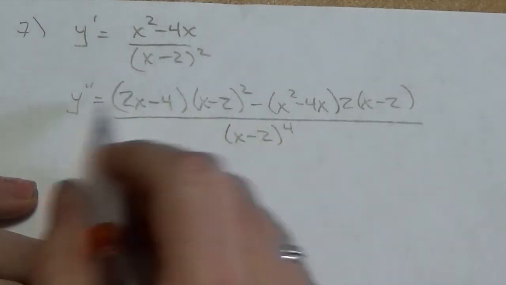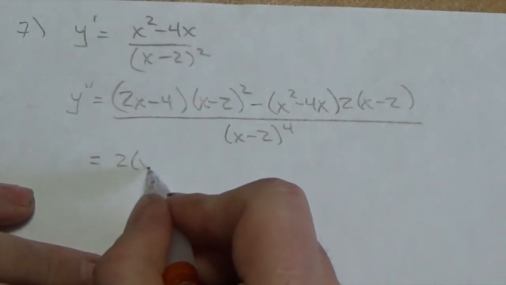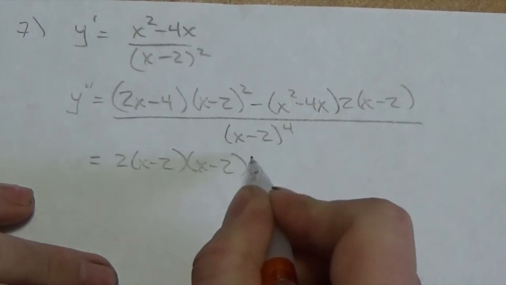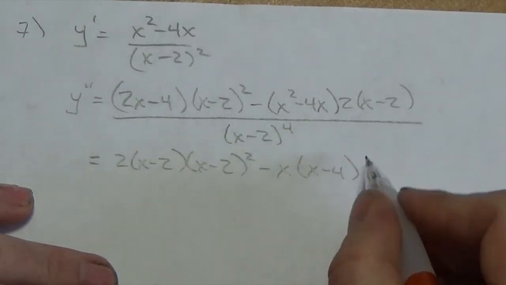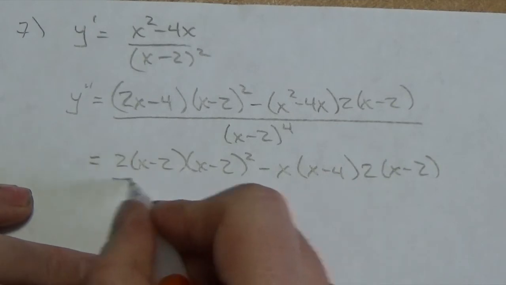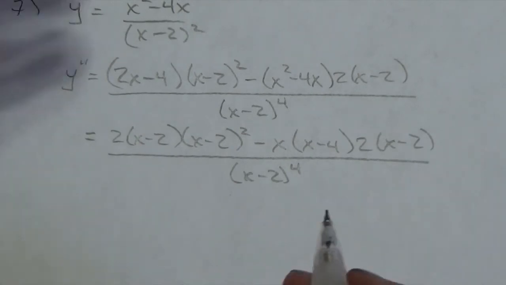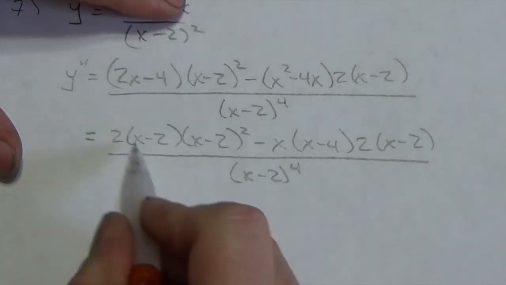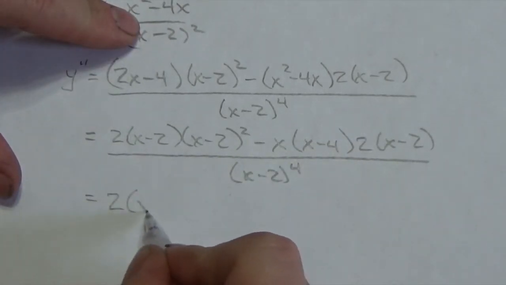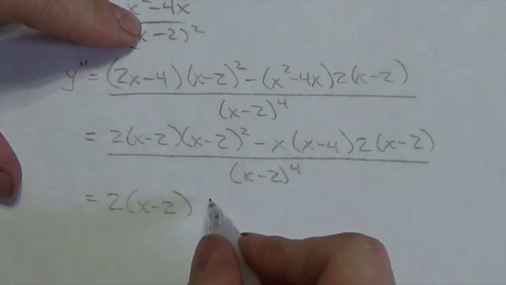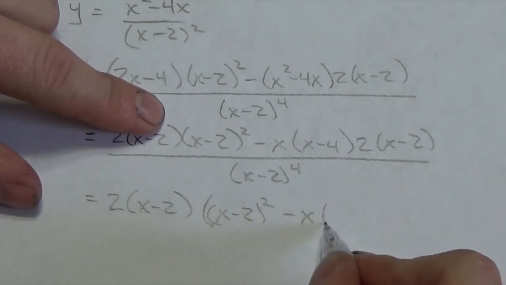I'm going to factor just a little bit more here, just so that we see everything. So I have 2(x minus 2)(x minus 2) squared, minus x(x minus 4) times 2(x minus 2), over (x minus 2) to the fourth. I just wanted to make sure everything was factored, so when I pull stuff out, it's clear what I'm doing. I've got an x minus 2 here, an x minus 2 here, and two factors of 2. So that's what we're going to take out: 2(x minus 2). That is going to leave me with (x minus 2) squared minus x(x minus 4).